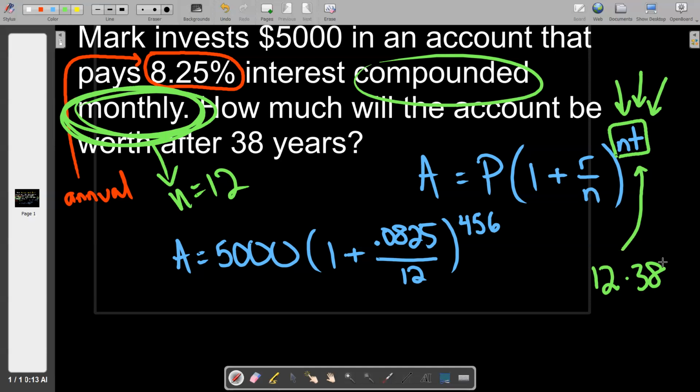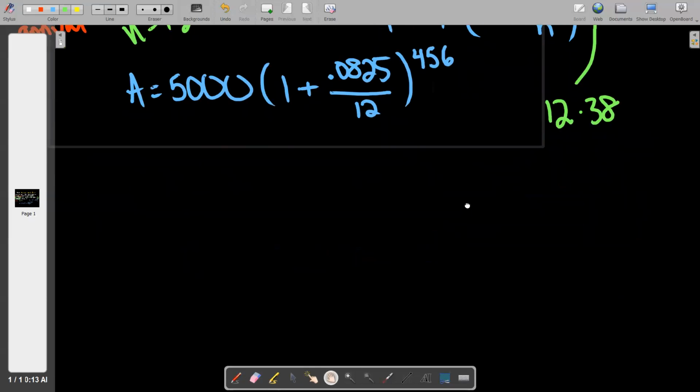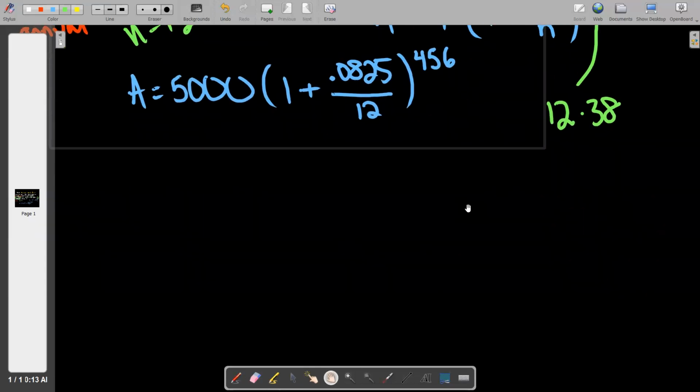So let's get our calculators rocking and rolling. And you've done this before. So the whole act of how to do exponents should still be familiar to you, because we did this just without the new n in our formula. So here we go.